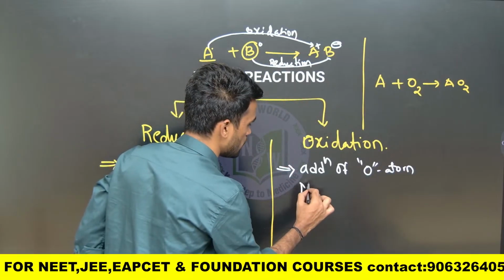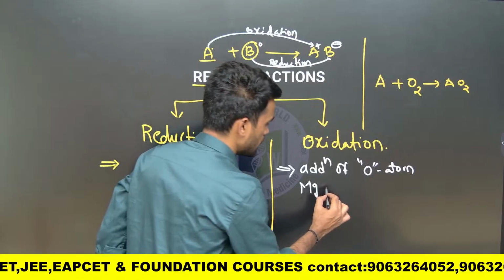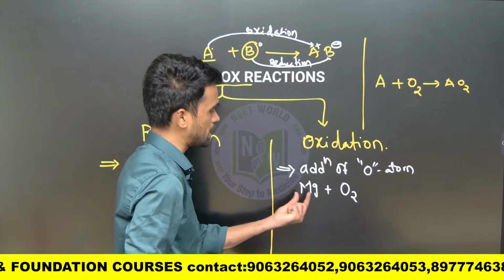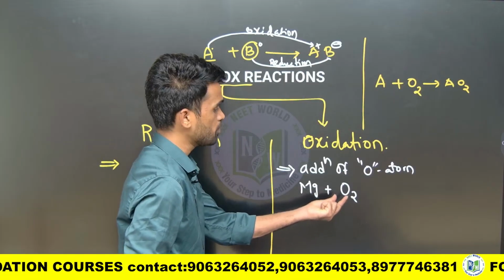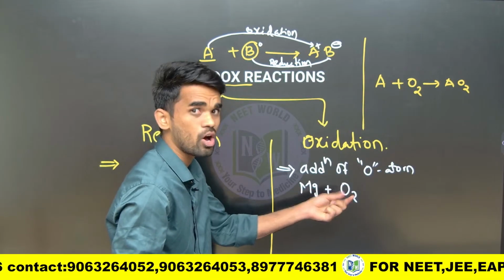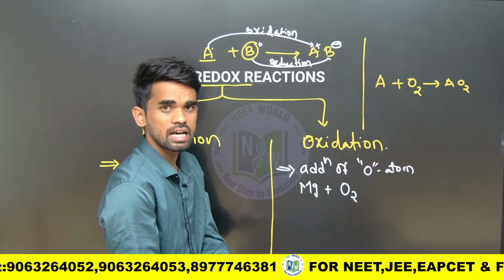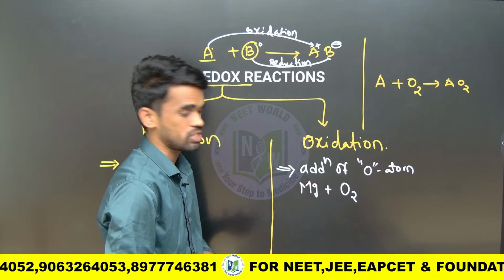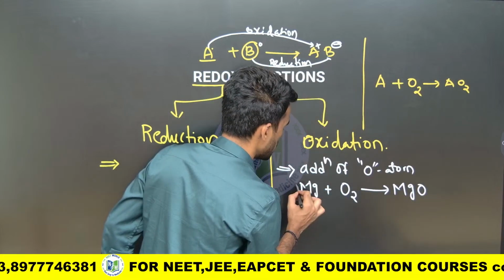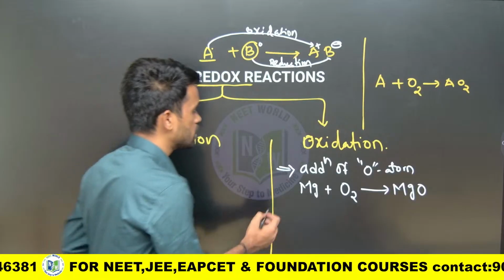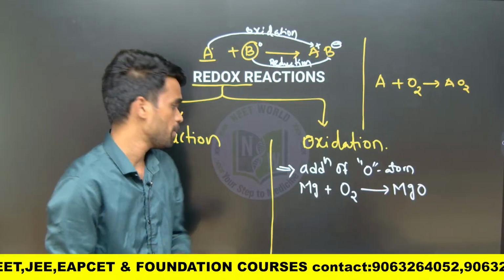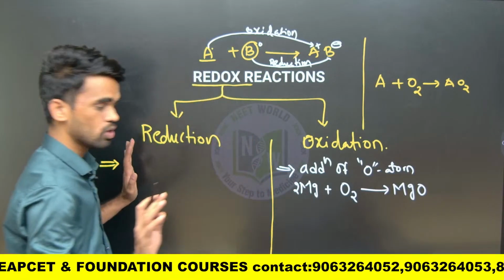For example, we have magnesium, which is a metal, and to this I am adding oxygen, O2. Oxygen is a non-metal. Generally metals are electropositive and lose electrons, which are taken by oxygen. In this way also you can understand oxidation and reduction. It forms magnesium oxide. So the addition of oxygen to magnesium is an oxidation process. Here we require 2 magnesium. Hope it is clear.